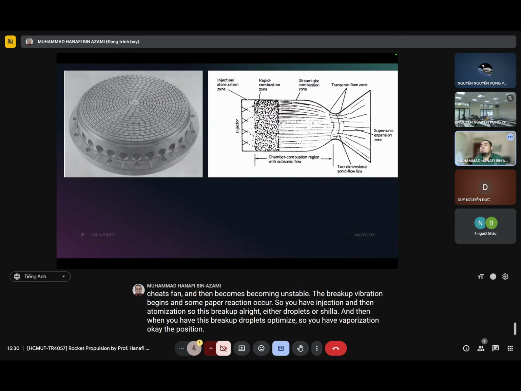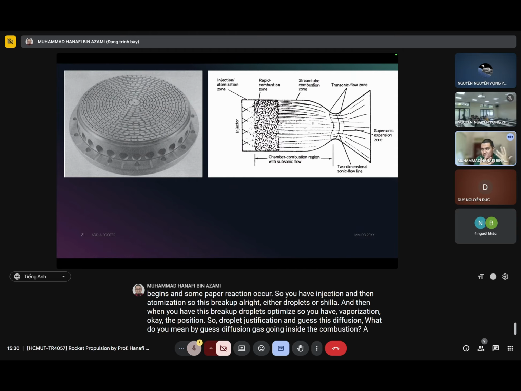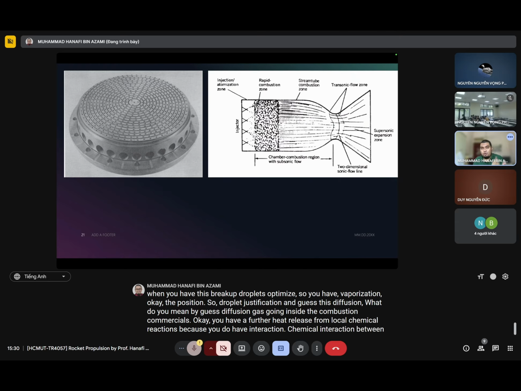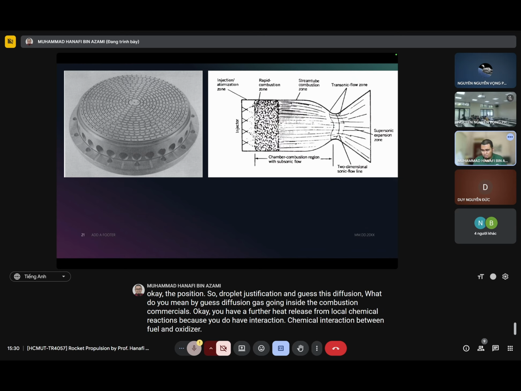Vaporization: droplet gasification and diffusion. What do you mean by gas diffusion? Gas going inside the combustion thrust chamber. You have a further heat release from local chemical reaction because you do have chemical interaction between fuel and oxidizer. When you have a heat release, the temperature rises up.